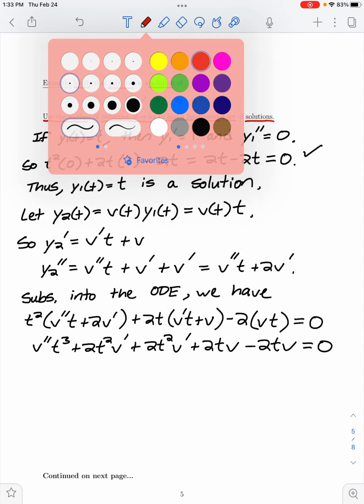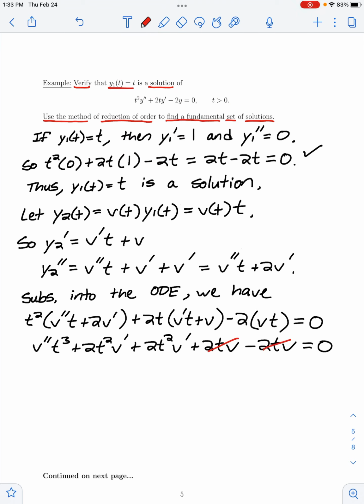And as we expect, as we saw in the general case, all of the terms involving v disappear. Our 2tv minus 2tv disappear. And then if we collect all of the terms involving v double prime and v prime, we are left with t cubed times v double prime plus 4t squared times v prime is equal to 0. And this is now a first-order differential equation of the function v prime.